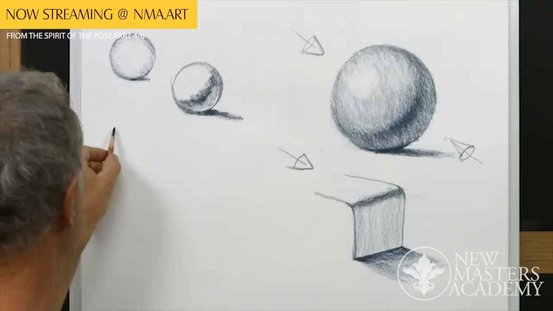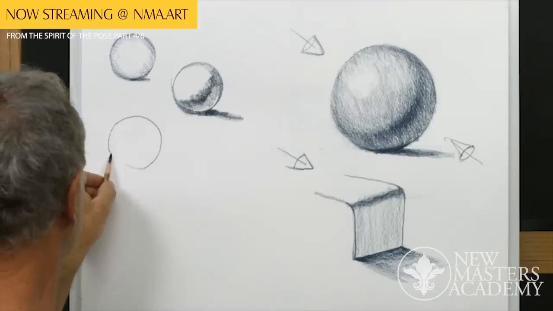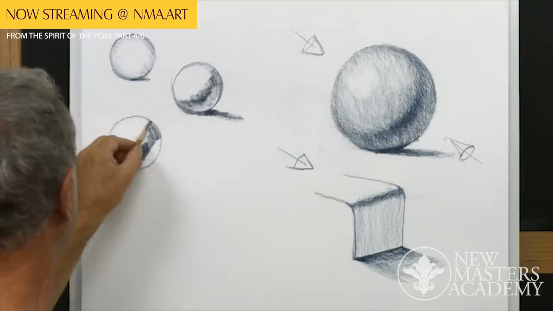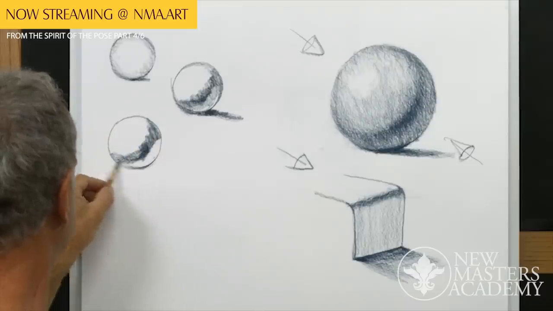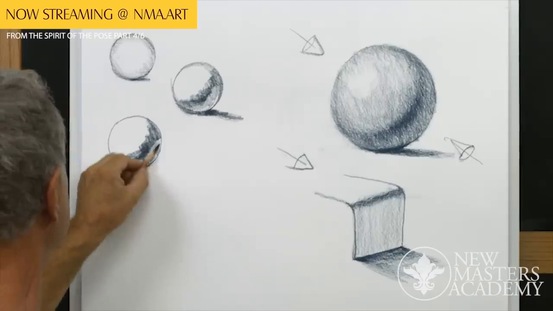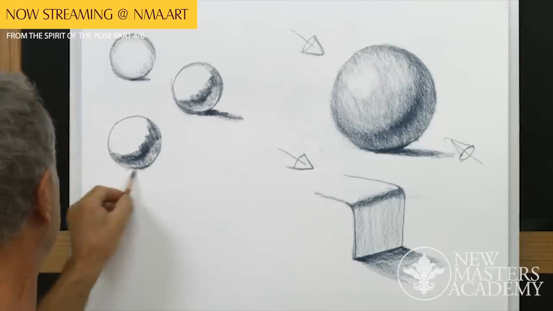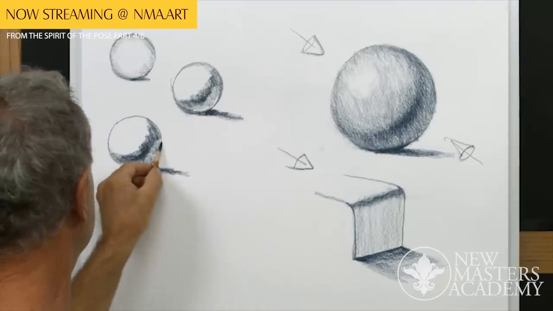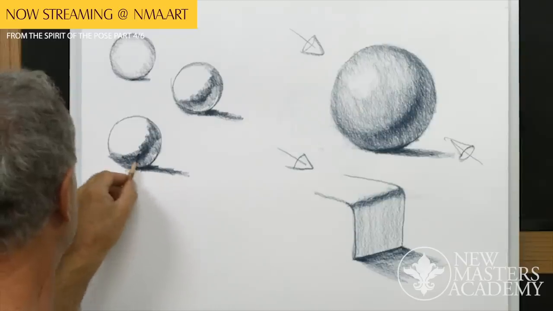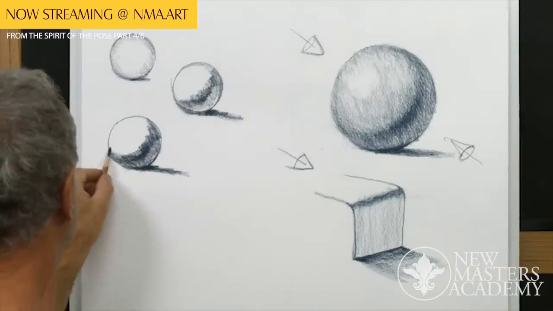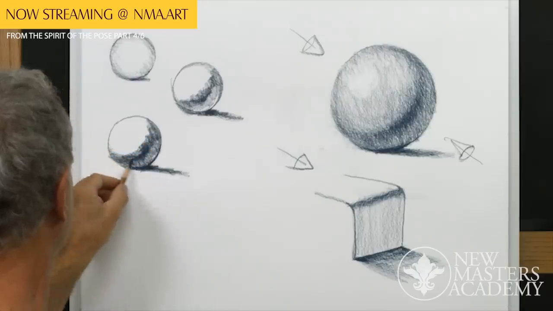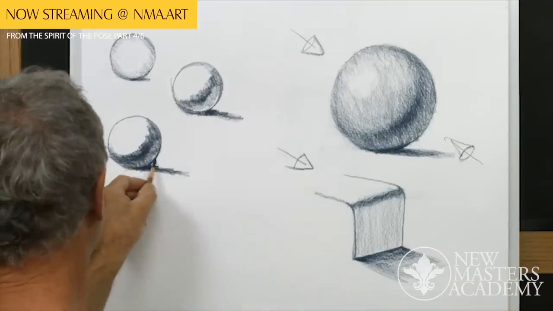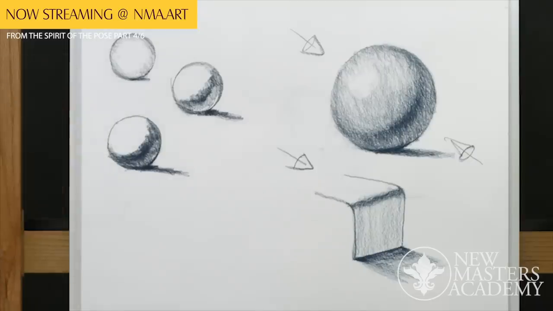We get to, say, Caravaggio, and you're going to get something like this, where we hardly see the reflected light at all. Cast shadow, strong. Core shadow, strong. But we're not seeing a lot of light in the reflected light area. It's a very strong abstract relationship between lights and darks.